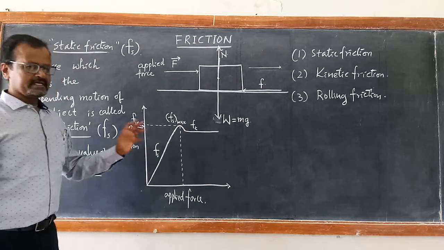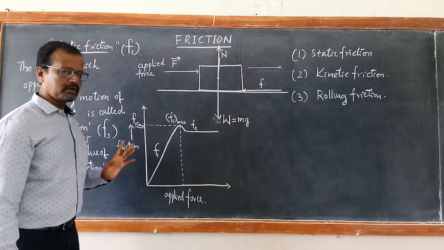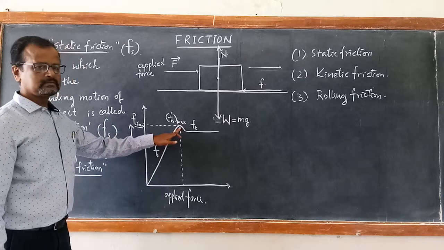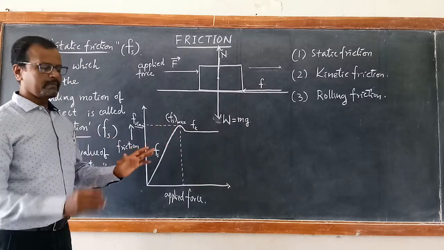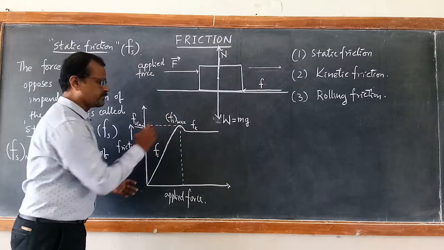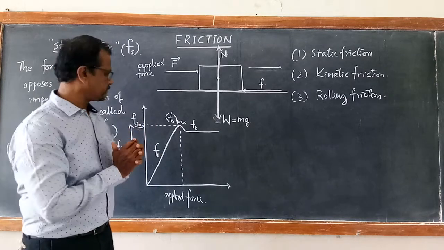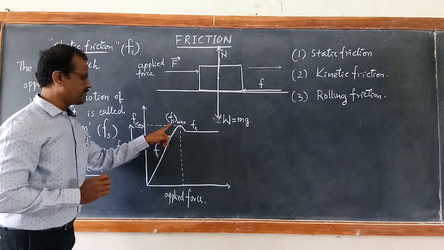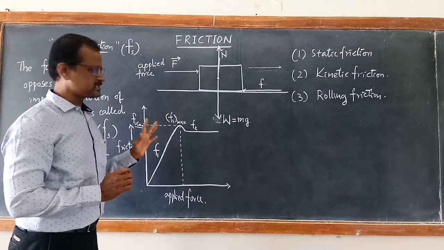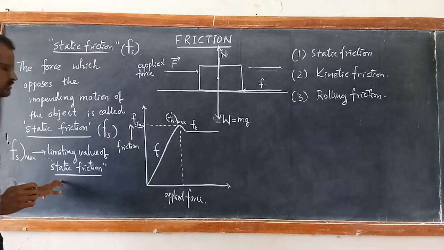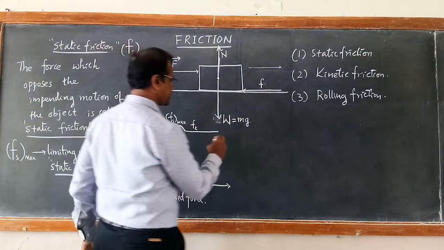So from this graph it is evident that the static friction is directly proportional to the applied force until it reaches that required maximum value. Once you apply a force greater than the maximum value, the body is just set into sliding motion. That value of maximum static friction we call Fs max or limiting value of static friction. So we can now define what is limiting value of static friction.